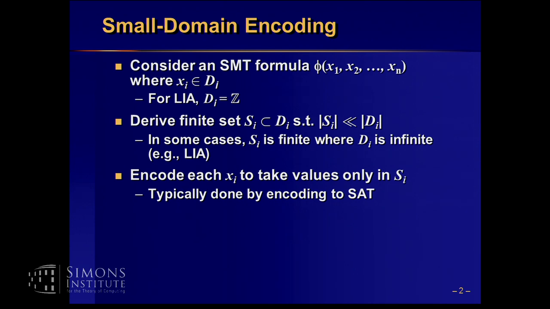What you do is you find a set of values Si, which is a subset of the domain, and it is usually a small finite subset, much, much smaller than the size of the domain. And then you restrict your search for satisfying solutions to just the Si's. One way to do that is you encode each of the integer variables as a finite precision integer that takes values only in this set, and then you translate the overall formula into a SAT problem, and you give it off to a SAT solver.